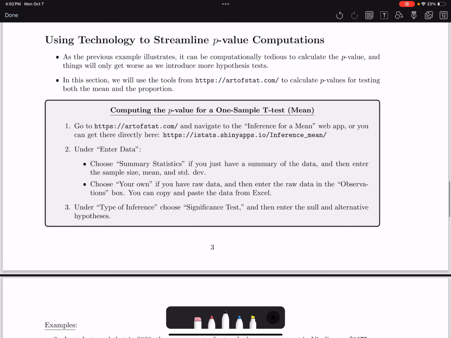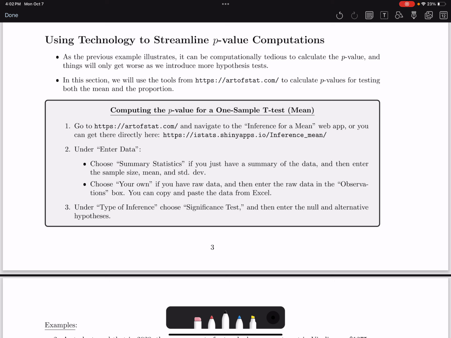So what we're going to do is we're actually going to use a whole bunch of different calculators in this website called artofstat.com. So you can either go to artofstat.com and then navigate to inference for a mean, or you can follow this other link, istats.shinyapps.io/inference_mean, and get there directly. That's what I'm going to do.